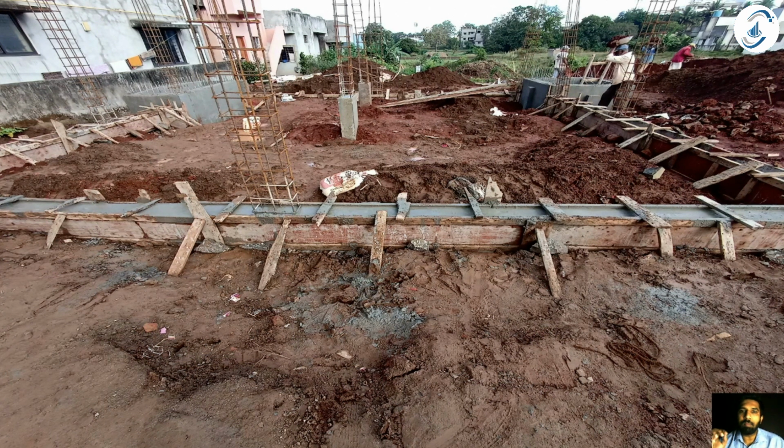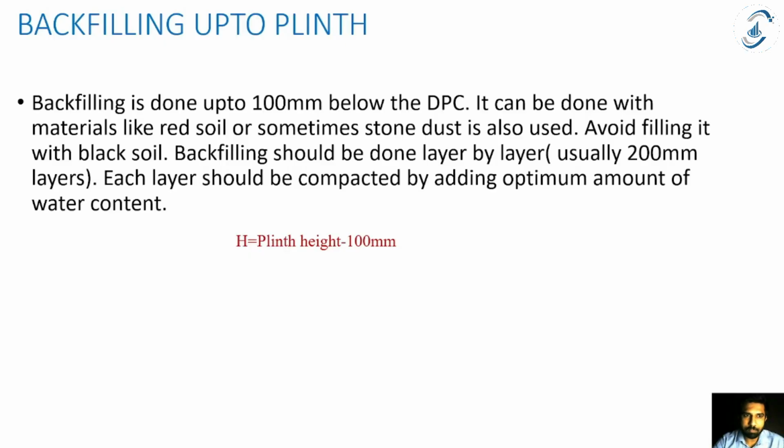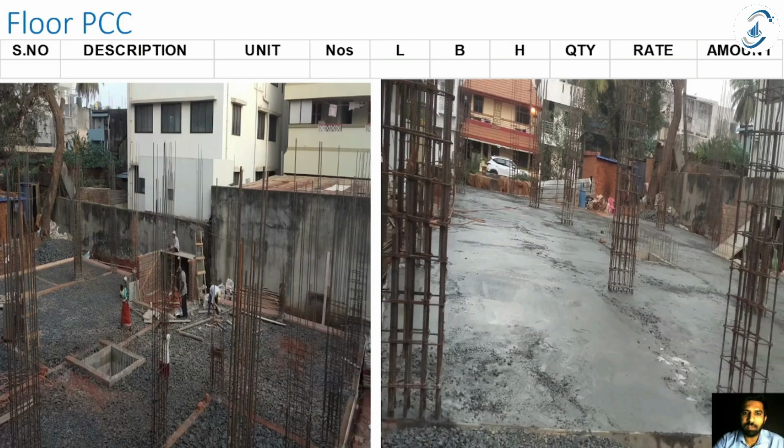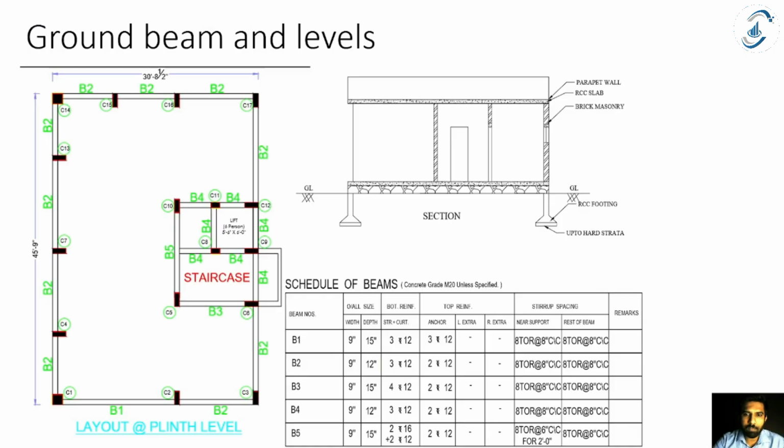And how to read my slab beam drawings? What is a slab beam? The beam that is below the slab is called my slab beam. The process is similar. Then the backfilling is done, and then we have ground floor beams and levels. The same process we followed to read the plinth beam drawings, we use to read the slab beam drawings, that is, how to read the beams below the slab.